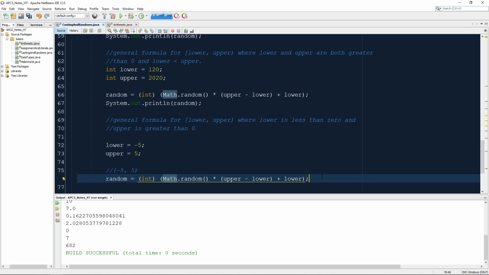And let's go ahead and test the upper bound. So here we go. Now it's 0.99 repeating times upper minus lower, which is 5 minus -5. So what's 5 minus -5? That's the same as saying 5 plus 5. That gives us 10, plus lower, which is -5. So 10 minus 5 is 5. So 0.99 repeating times 5 is 4.99 repeating. 4.99 repeating cast to an int is 4 flat, which is the correct answer because we were not including 5. So the formula works both for positive and negative lower and then positive upper bounds.